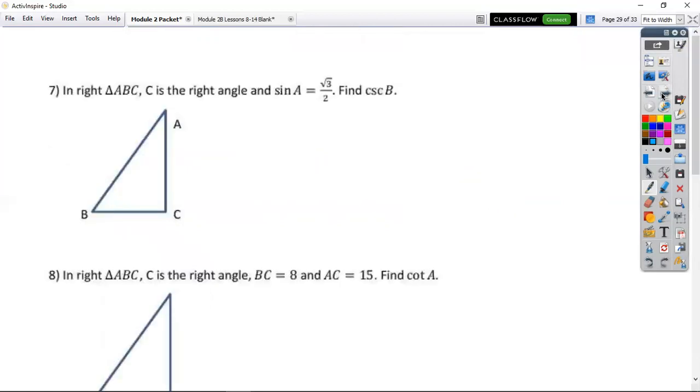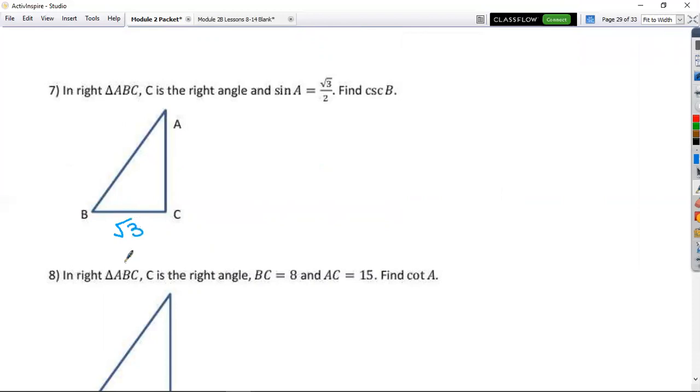All right, so 7 says you have a right triangle. C is your right angle, and the sine of A is radical 3 over 2. So I'm going to go opposite radical 3 and hypotenuse, which is 2. Who remembers the other side on this? 1, good. I don't know if we need it or not, but it's helpful to get it anyways, just in case. So now we're going to find cosecant of angle B.